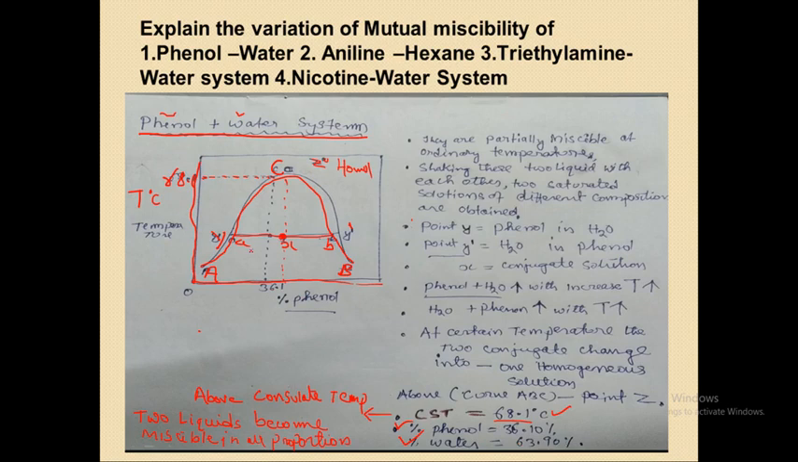So the composition of the solution has been formed using this much, and above this temperature the two liquids, that means phenol and water, become miscible with each other in all proportions and form a homogeneous solution. So this is the variation of mutual solubility of water and phenol with temperature graph.